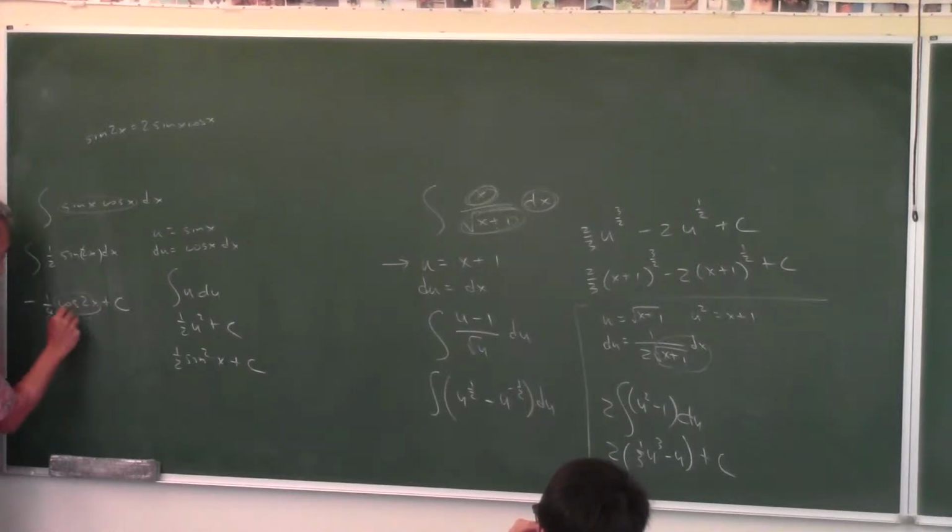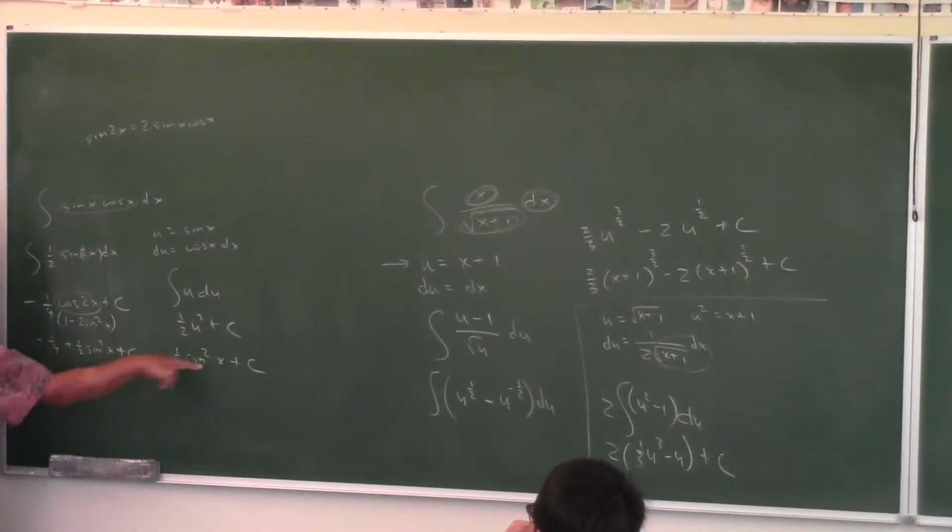Because what's an identity for cosine 2x? Oh, 1 minus 2 sine squared x. What happens when I distribute this negative 1/4? You get negative 1/4 plus 1/2 sine squared x plus c.